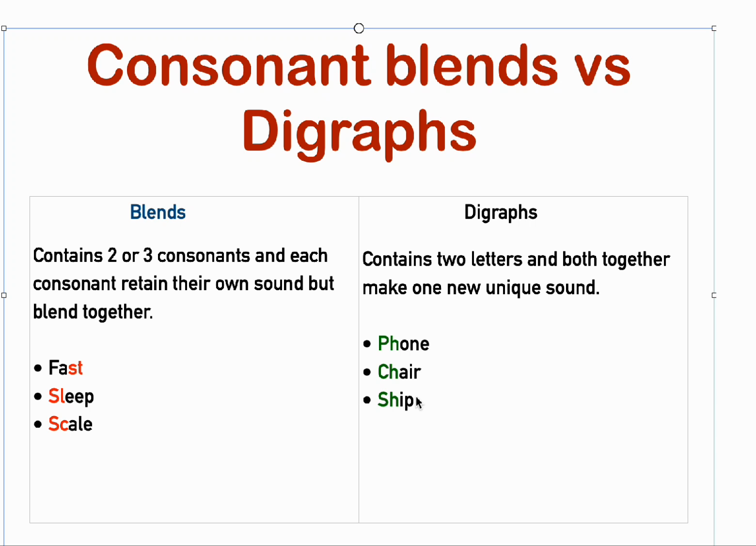But in a digraph, you cannot hear the sound of the consonant. Let's take the example chair. Here you cannot hear the sound of C or H. C and H together make the sound ch.